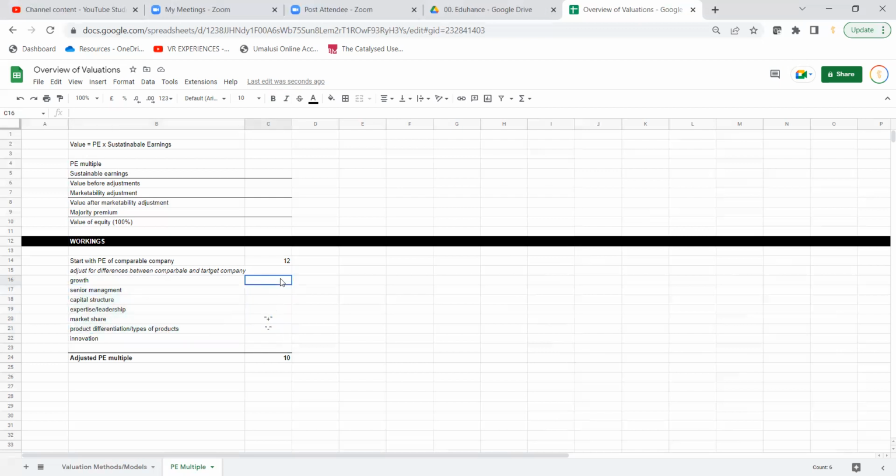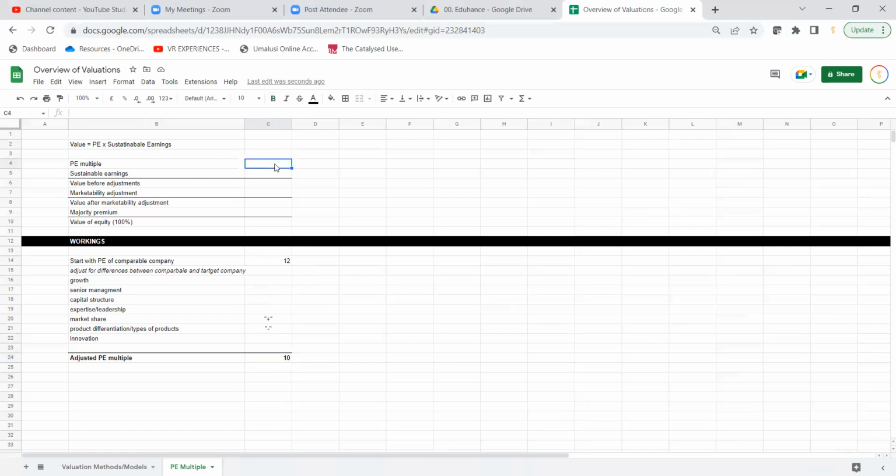Then from there, you can see whether you have more positives or more negatives, and then you will have a number. If you have more negatives, you subtract. If you have more positives, you add. Just add 2 to 3 or subtract 2 to 3. And there we have the adjusted PE. You could plug that in over there.